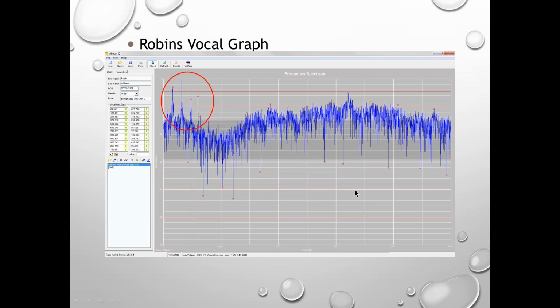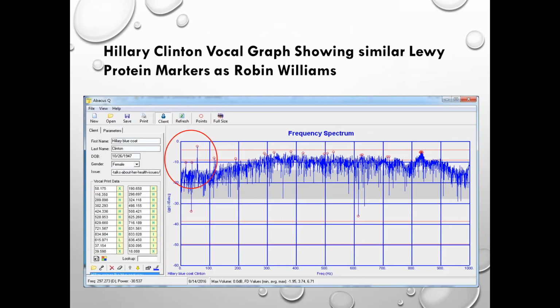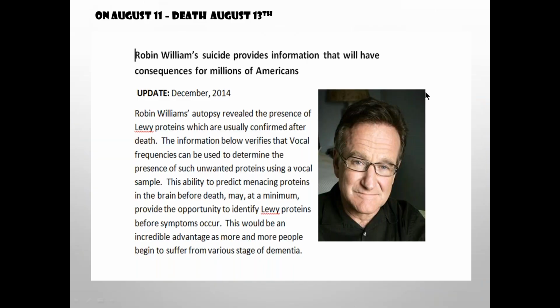And this is Robin Williams' graph. This is Nancy Pelosi's, Hillary Clinton. Nancy Pelosi has some of this too, but this is Hillary Clinton. Now, hers isn't as bad, but you can see she has that architecture. In her case, I think it's Lewy proteins with some kind of external influence of what is going on. So we've been following this all along of what's going on and what the autopsy revealed.